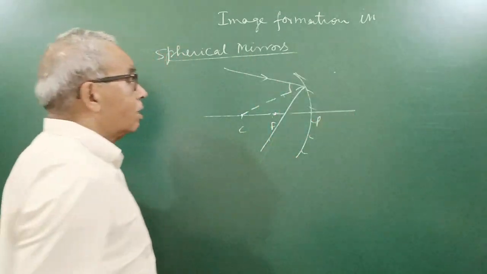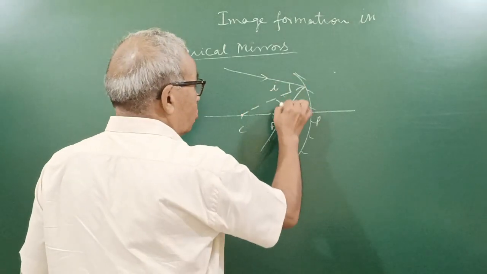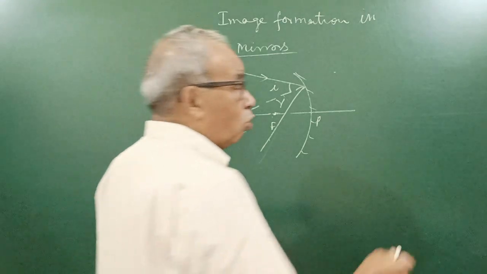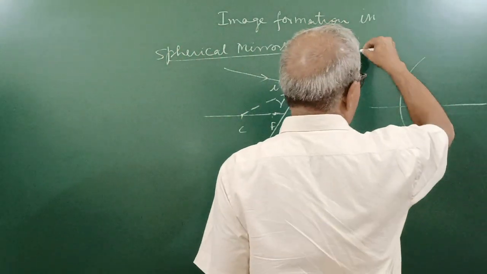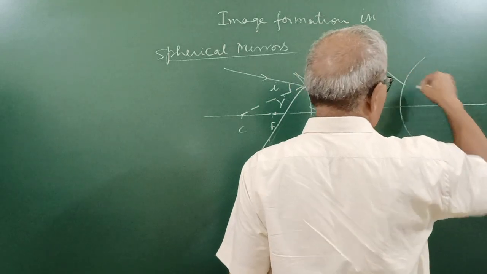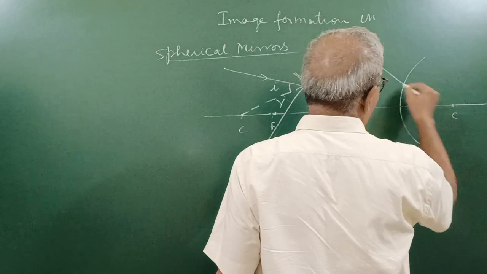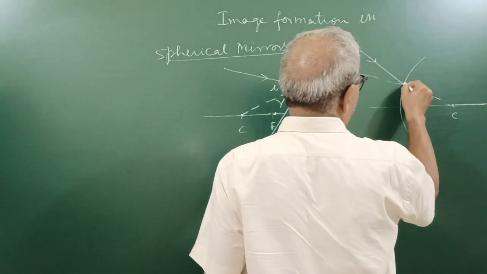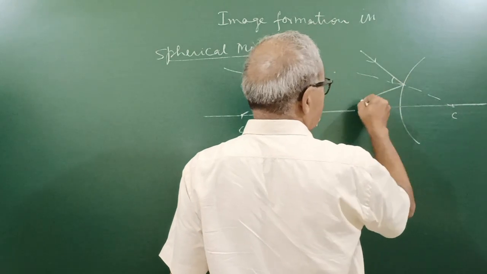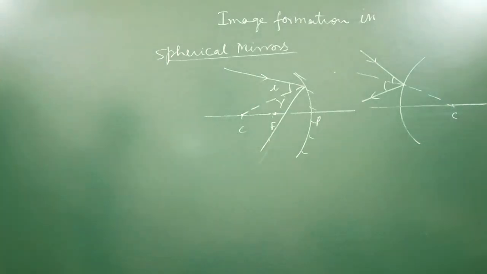It is not necessary that... because such questions are asked in the question paper. If it is a convex mirror, and suppose the ray has fallen like this, the center is here, and this is the normal. So this ray will be reflected, making an angle of reflection like this. It should be very clear that we have to follow the law of reflection.